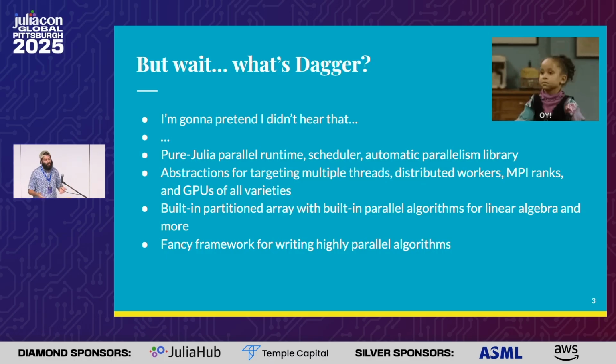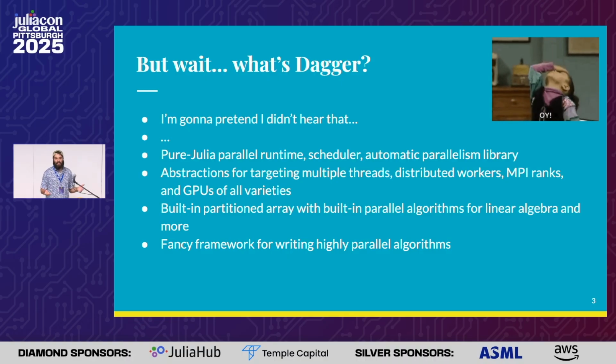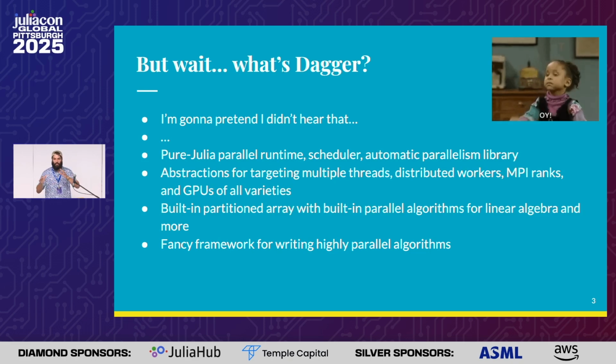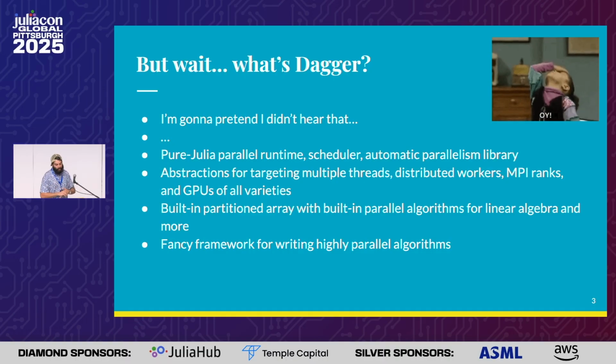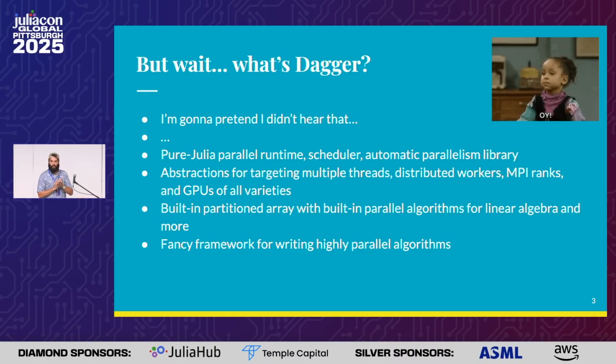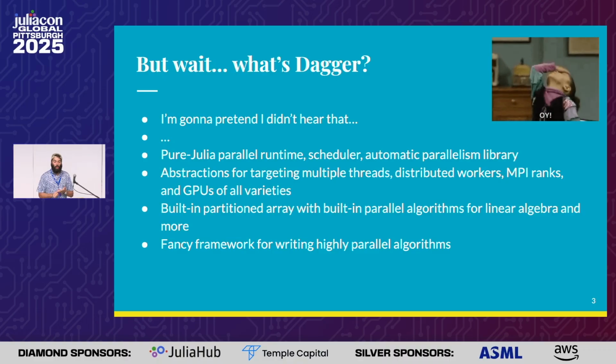So real quick, what is Dagger? Maybe you've come to this session and you have no idea what Dagger is. That's okay. So Dagger is essentially a pure Julia runtime and scheduler, and essentially an implementation of automatic parallelism. And we're going to see some instances of that automatic parallelism in a little bit. Additionally, Dagger provides a number of abstractions for multi-threading, distributed computing, including with Distributed.jl and MPI, and targets all of the GPUs available in the Julia ecosystem through these abstractions.